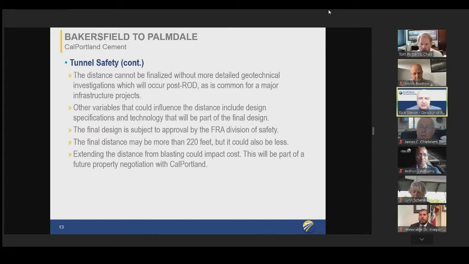I should also mention that there's a safety process that we go through, working closely with FRA. We will be developing a safety case and getting their review and their buy-off on this. We will not have an unsafe project. We will be working with our partners, both with Cal Portland and FRA, making sure we have a project that is safe. At the end of the day, the environmental document calls out 220 feet. That final distance may be more, could even be less. Revising that distance will affect the project cost, but this will basically be part of right-of-way property negotiations with Cal Portland to establish the final dimension and determine the appropriate compensation for the effects on their mineral resources.